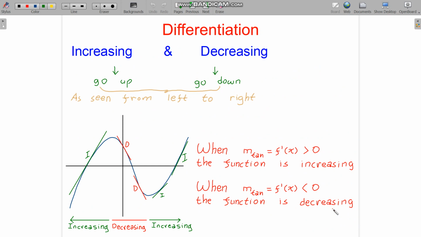Now increasing, decreasing. Increasing means you go up, decreasing means you go down, as seen from left to right. So if you look at the tangent here, as you go from left to right, this is like climbing a hill. Climbing uphill, positive. Sliding downhill, negative. So this is going up, going down, going down, going up, going up. So I for increase, D for decrease here. When the tangent gradient or the f prime is positive, the function is increasing. When the f prime is negative, the function is decreasing.